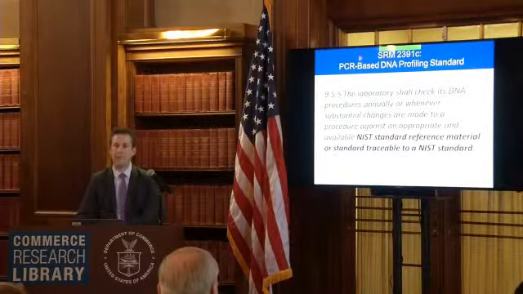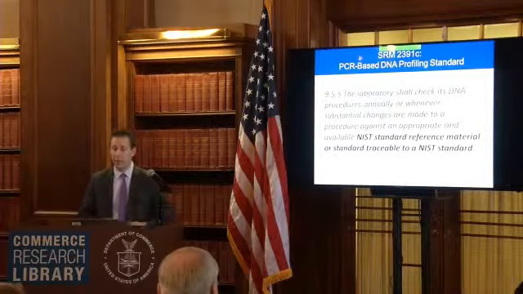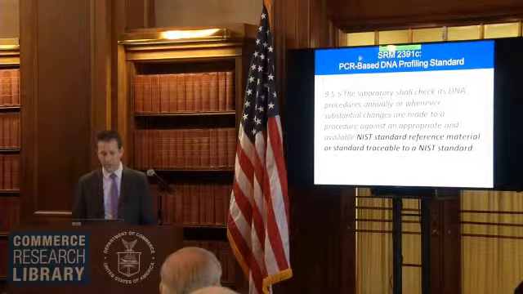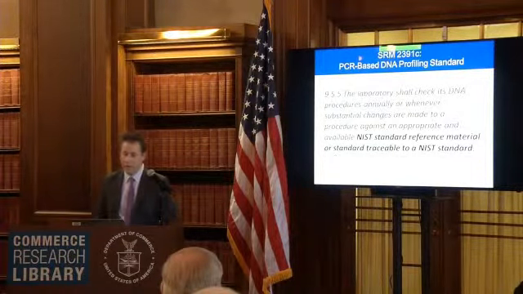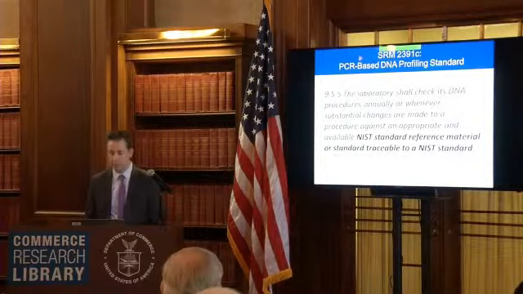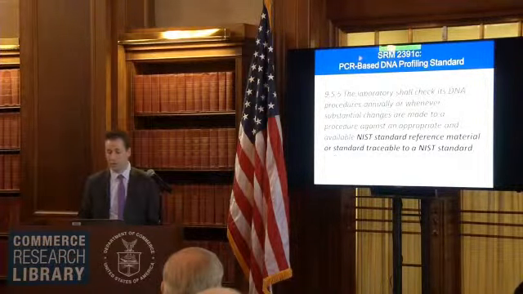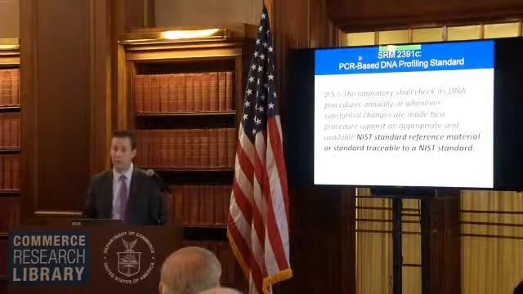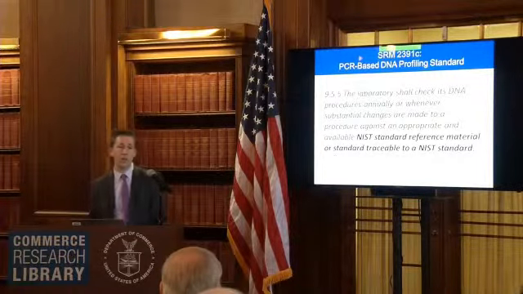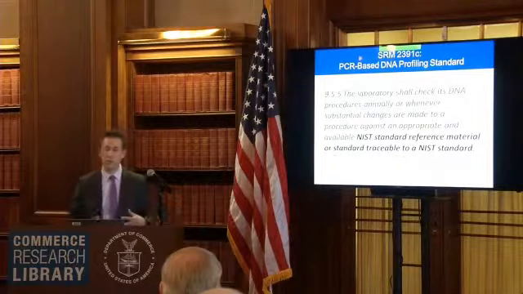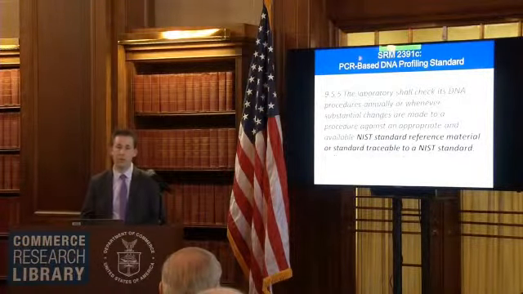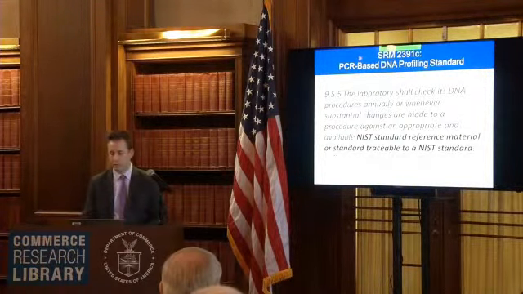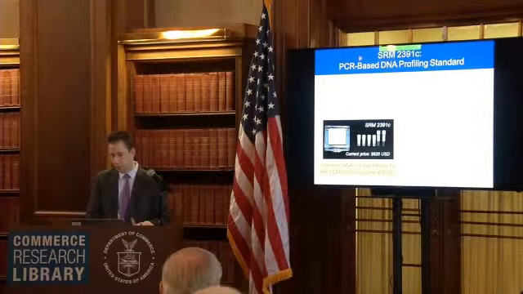This is from the FBI quality assurance standards, and it's a little bit dry, but it's number 9.55. What it says here is that a laboratory shall check its DNA procedures annually, or whenever changes are made to a procedure, against an appropriate and available NIST standard reference material or standard traceable to a NIST standard. So the idea here is any labs that are putting information into the federal database run the NIST SRM once a year, or if they get, let's say, a new kit or a new instrument, or they change their procedures, they're running the NIST SRM to ensure that they get the right answer. So this gives you the foundation of the importance of this reference material, or the use of this reference material.